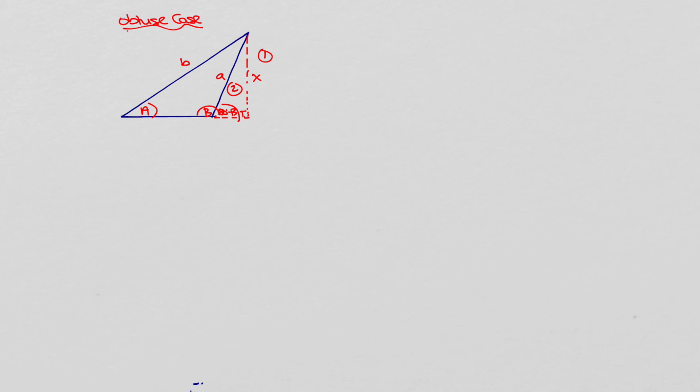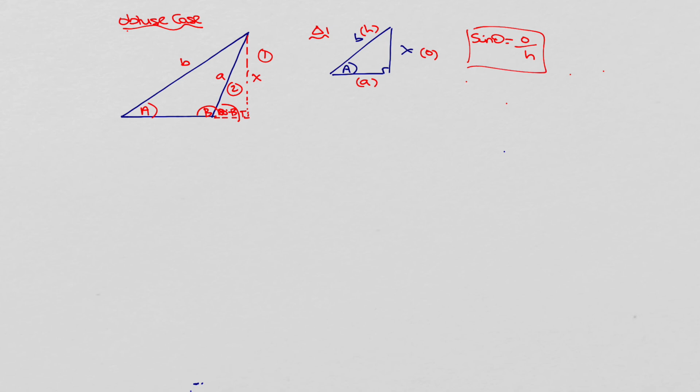So same again, we say in triangle 1, I do a little sketch. And therefore that's X, A, and B. So opposite, hypotenuse, the remaining side is adjacent. Sine theta is opposite over hypotenuse, and therefore we can say sine A is equal to X over B, and same as before, X is equal to B sine A.